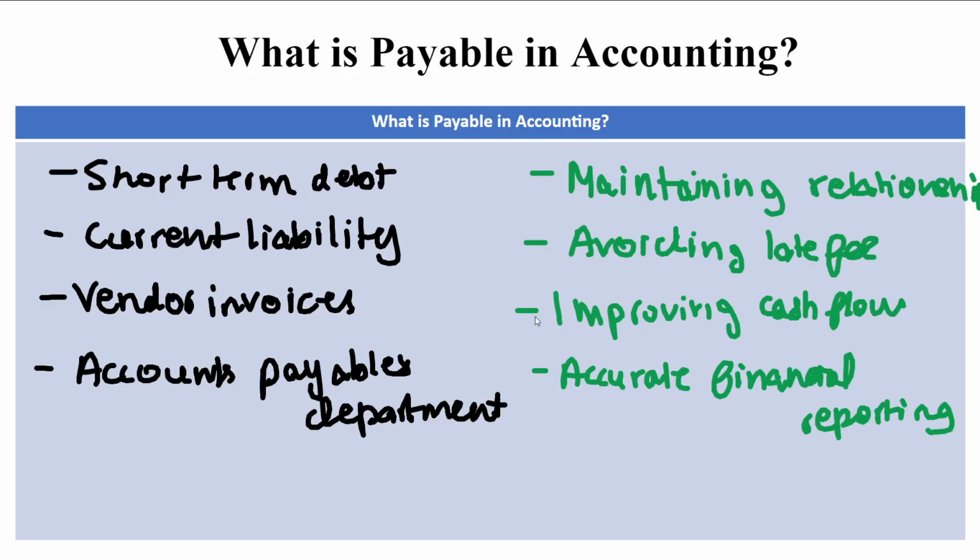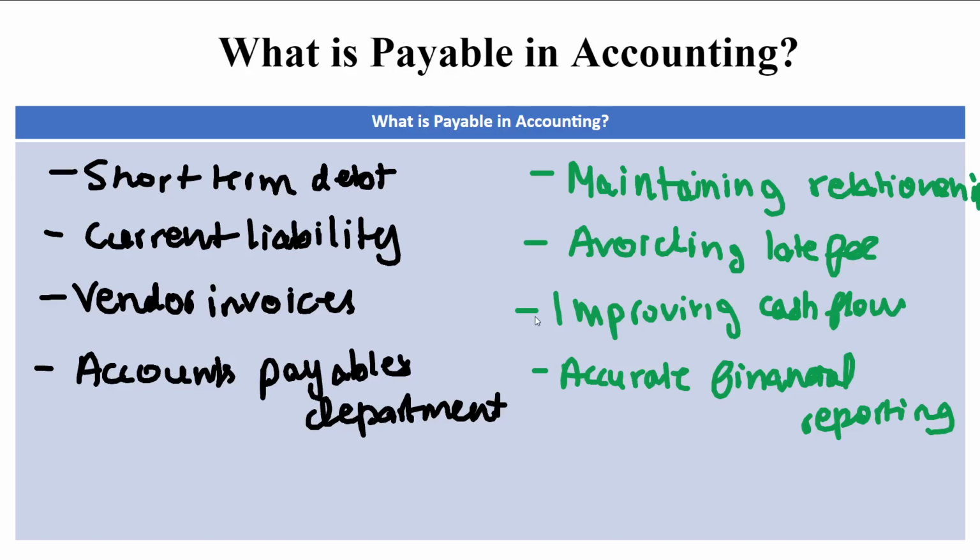Now we're just going to be talking about some common types of payables. The first one is supplier invoices. This is the most common type of payable, which represents the money owed to suppliers for goods or services purchased. Then we have utility bills. These are payments owed to utility companies for services like electricity, gas, and water. Then we have rent payments, which is basically owed to landlords for leased property.